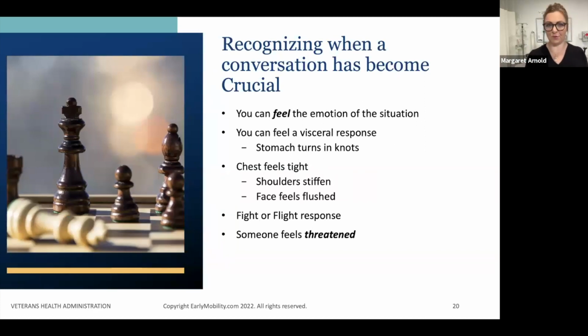How do you recognize when a conversation has become crucial? You can feel the emotion of a situation, right? You feel that visceral response. Your stomach can turn in knots. Your chest might feel tight. You can feel your shoulders stiffen. You feel your face getting flushed. That's the fight or flight response. Somebody in that feels threatened.